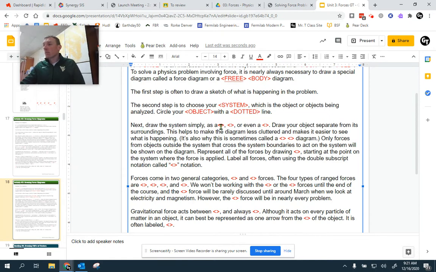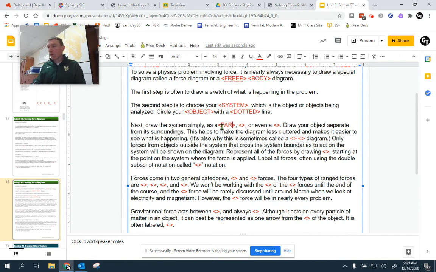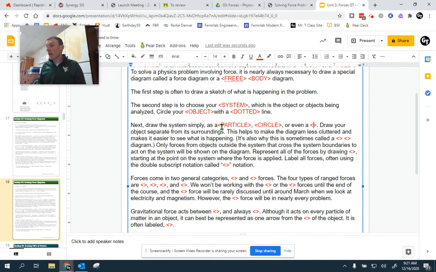Next, draw the system simply as a particle, which we're not ever going to do. A circle or dot really is one way, but the way we're going to draw it is a box. There are some reasons why I'm choosing to do it this way. Other classes and other schools may use dots. You may see a dot in a book. You're also going to see boxes, but I think boxes help us visualize where these interactions are occurring better than a dot does. It won't take long to learn how to do that.